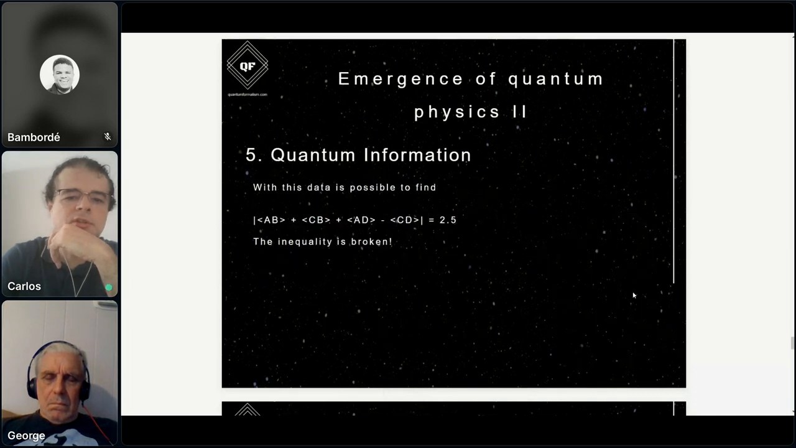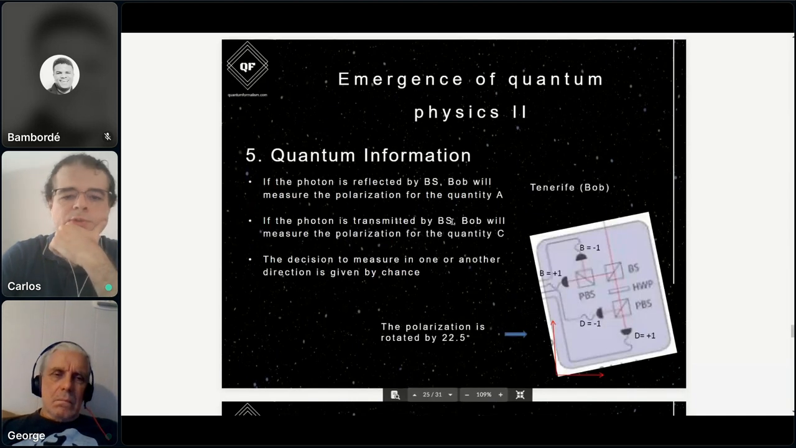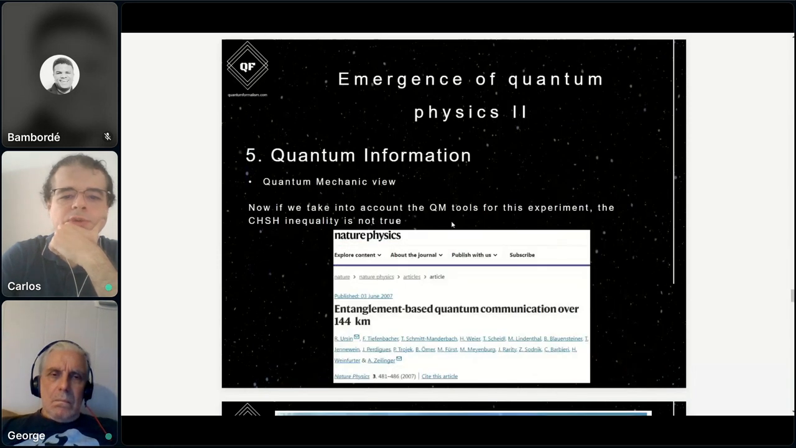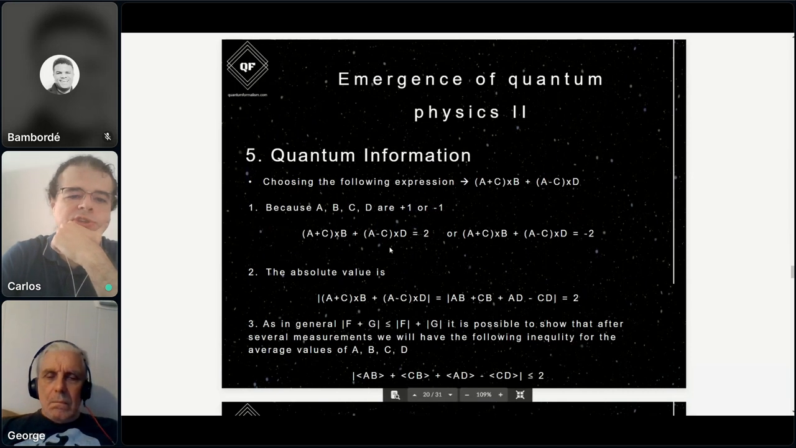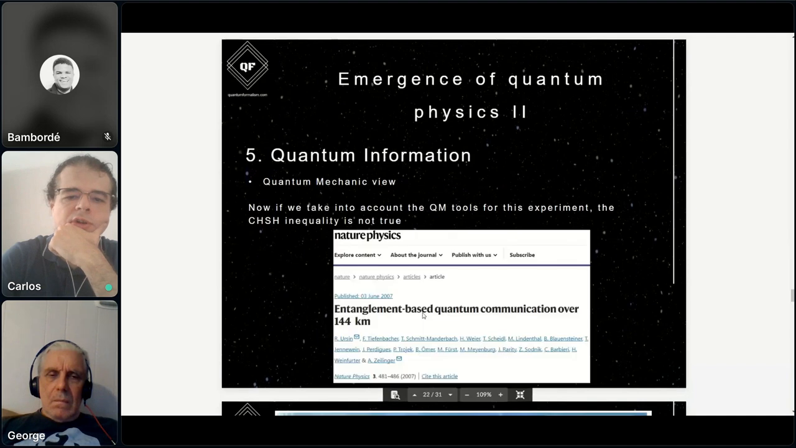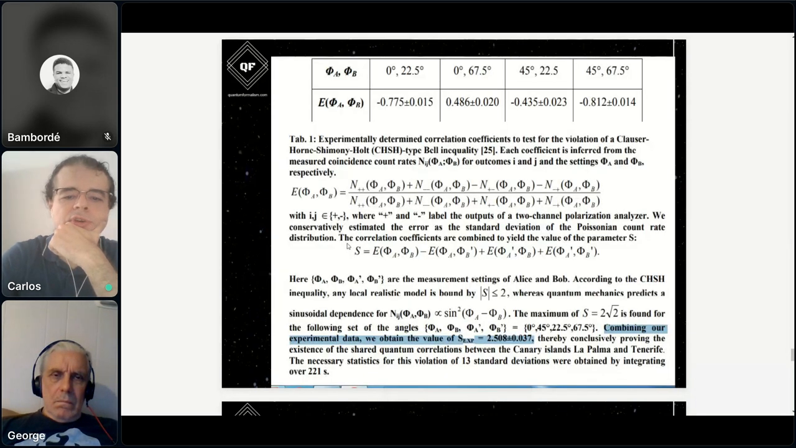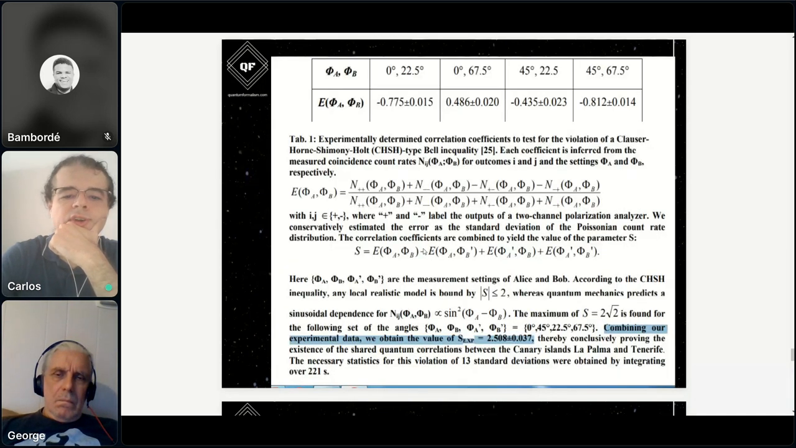So in the end, we find the following. If we put the results of the things that we measure here, and you give the values plus one and minus one to these quantities, we find that this inequality has a value of about 2.5. So the inequality is broken. This is the experimental result.